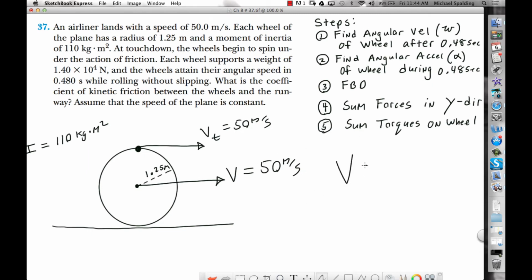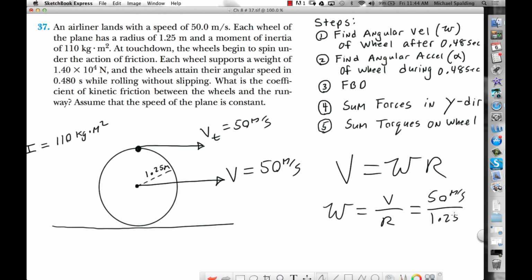Now, how do we find the angular velocity of the wheel after the 0.48 seconds? Well, linear velocity for a point on the perimeter of the wheel is going to equal angular velocity times radius. So the angular velocity is going to be the linear velocity over the radius. So it's 50 meters per second. We have the radius of the wheel as 1.25 meters. So this gives us an angular velocity of 40 radians per second. So that's the angular velocity at the end of the 0.48 seconds.